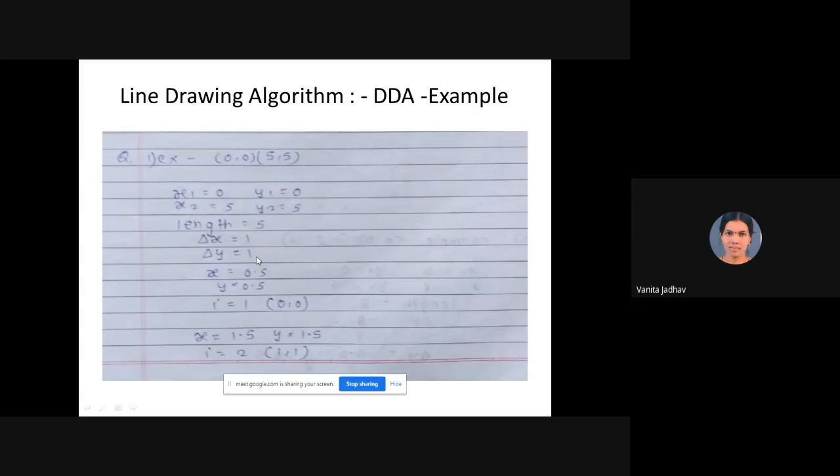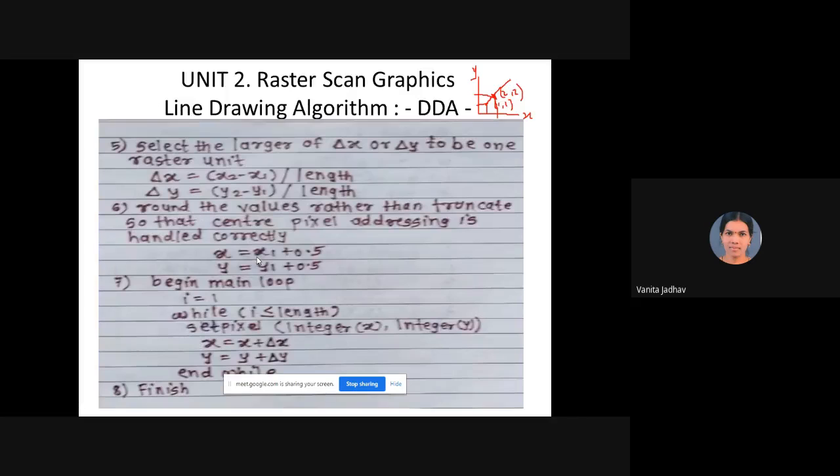Got the clear idea? Yes, ma'am. So we are just calculating the values. Up to the fifth step we came. Now the sixth step tells me that you have to add 0.5 to x1 and you have to add 0.5 to y1. So what is my x1? My x1 is 0. What is my y1?